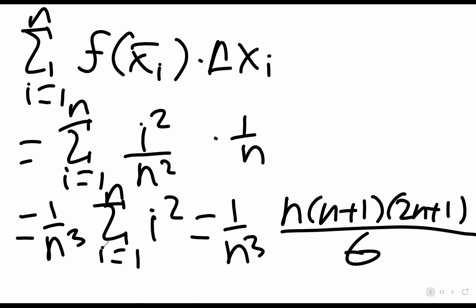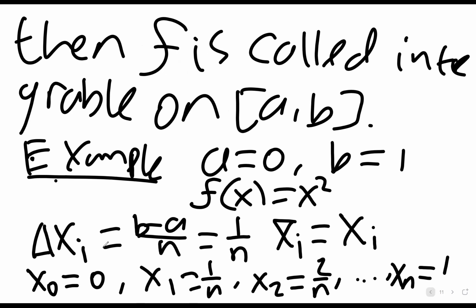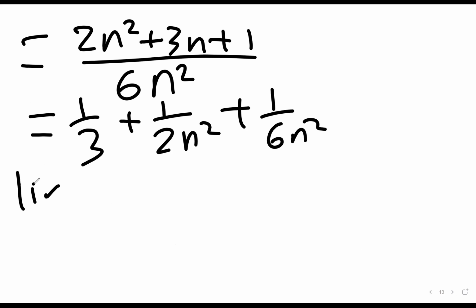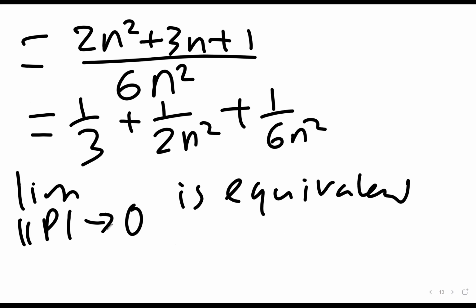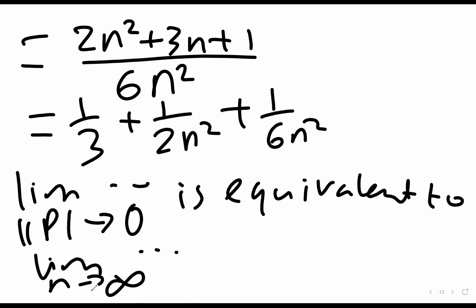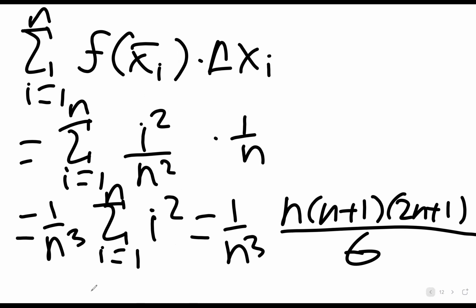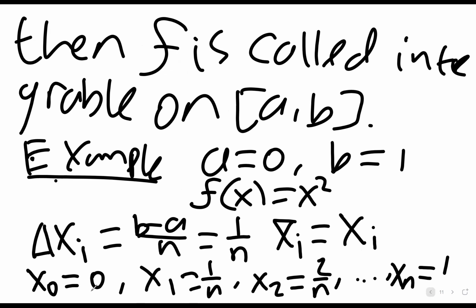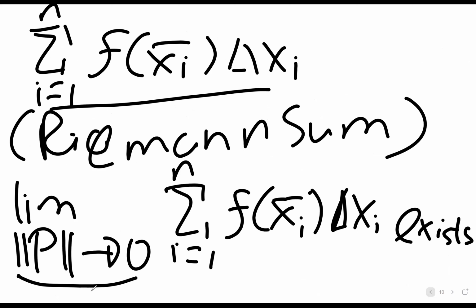And finally, I take the limit as the norm of the partition P tends to 0, which is equivalent to the limit as n tends to infinity. The reason is that the lengths of the subintervals are the same. If we have n subintervals and the largest one tends to 0, then it's equivalent to infinitely many subintervals, right? They are equivalent.